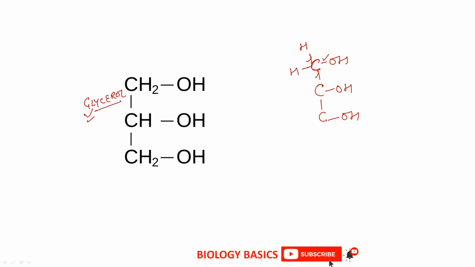Now this carbon, how many bonds will this carbon form? Obviously four. So one, two, three, and one left. That is going to be H. How many for this carbon? Again four. So one, two, three, then four. So this is simply the structure of glycerol that you can easily remember in this way.